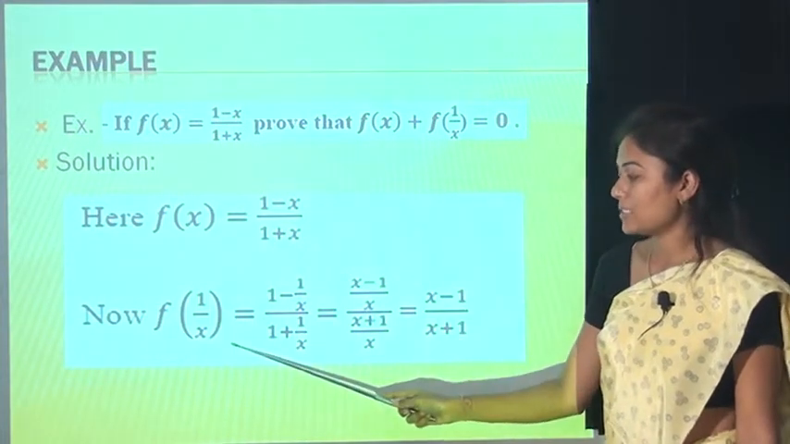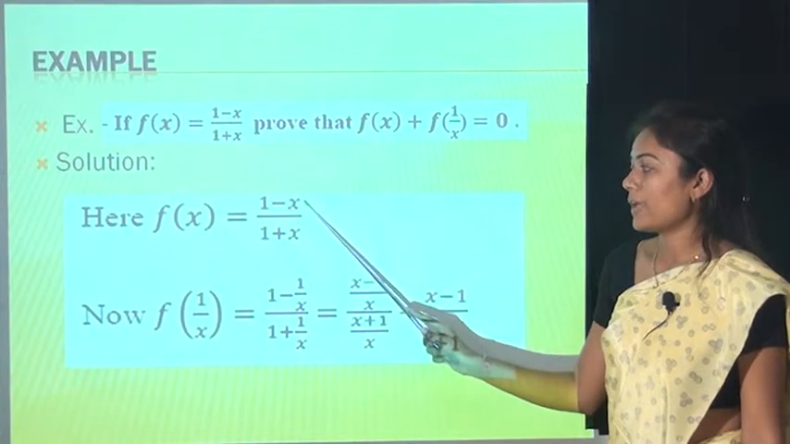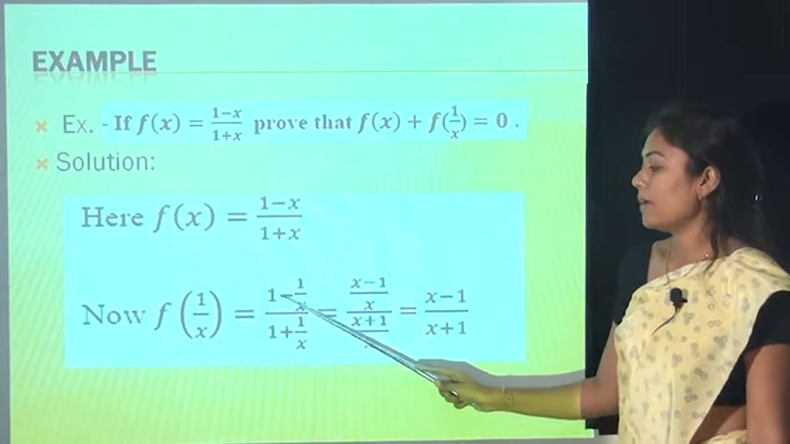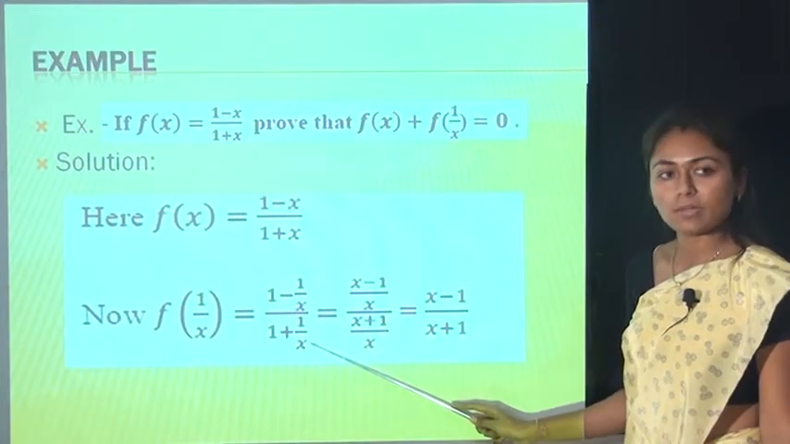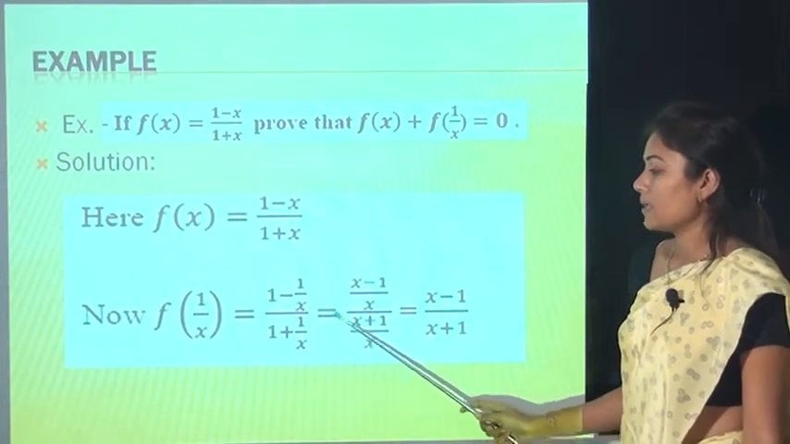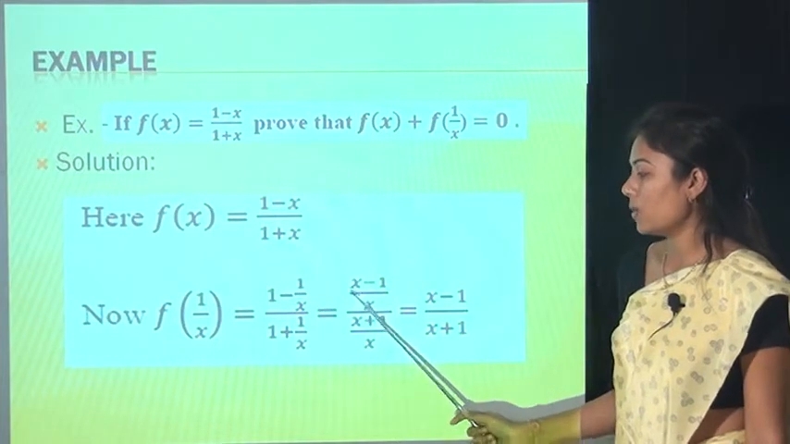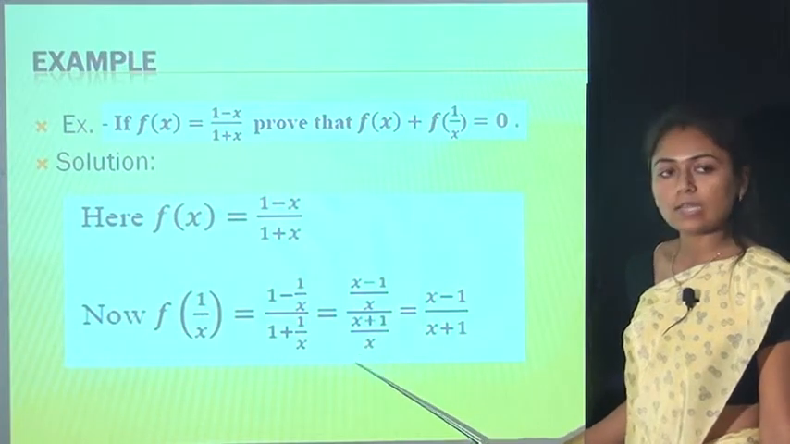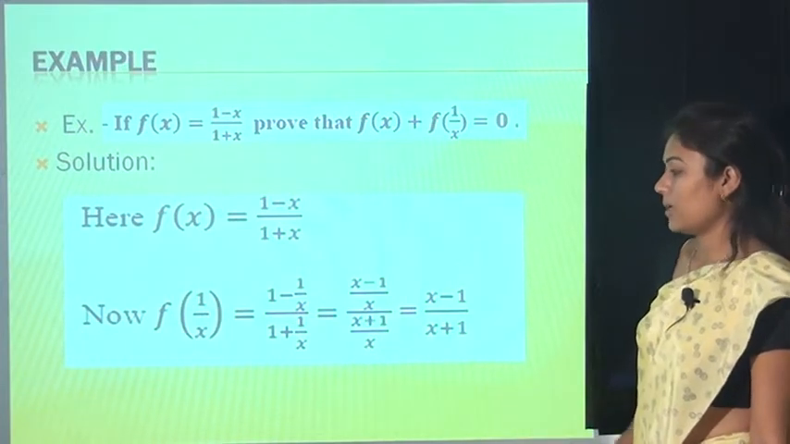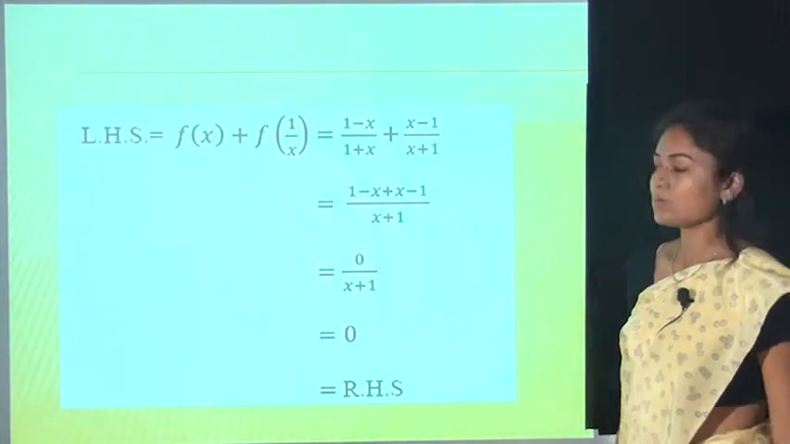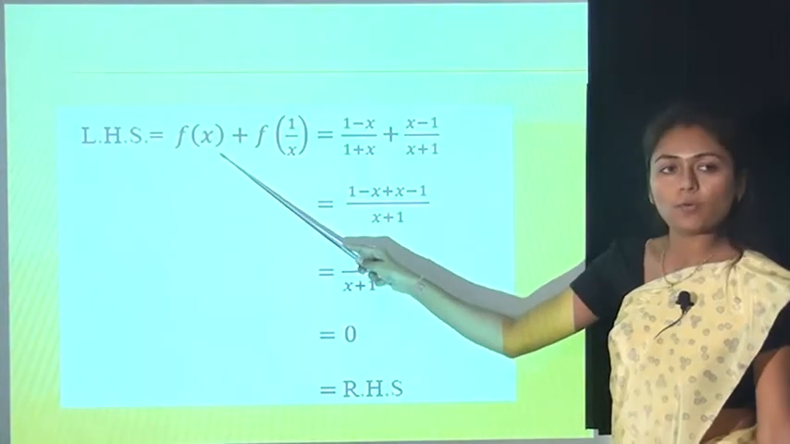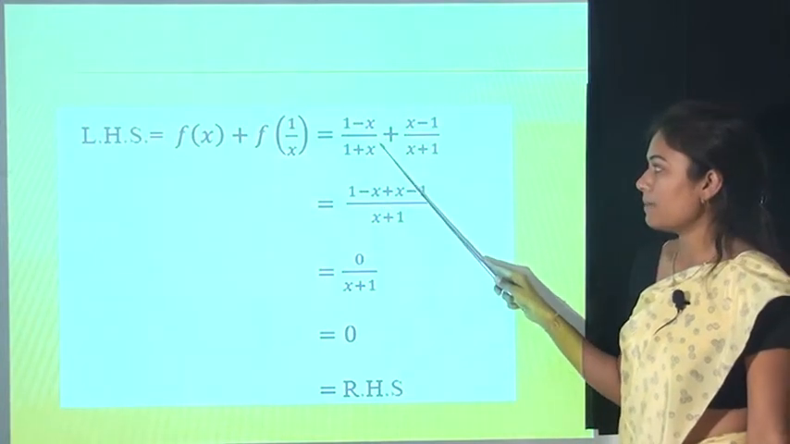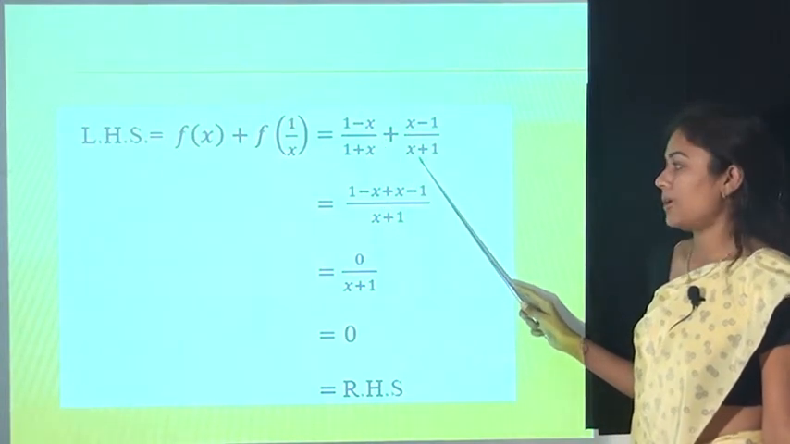F of 1 by x: replace the value of x by 1 by x. Then we get f of 1 by x equals 1 minus 1 by x upon 1 plus 1 by x, which becomes, by taking LCM, x minus 1 by x upon x plus 1 by x. Here x cancels out, and you get x minus 1 upon x plus 1. Now LHS is equal to f of x plus f of 1 by x, which is equal to 1 minus x upon 1 plus x plus x minus 1 upon x plus 1.